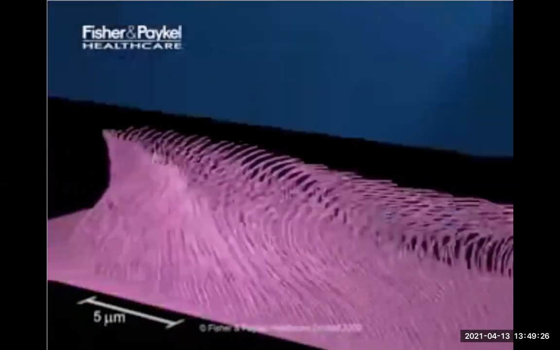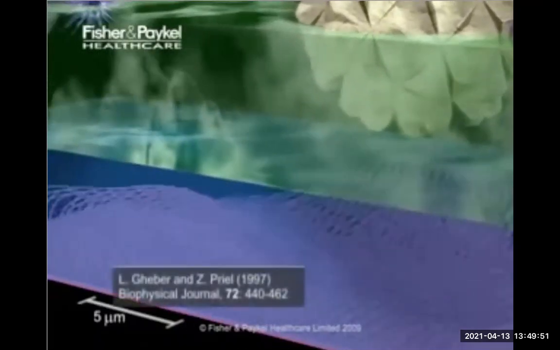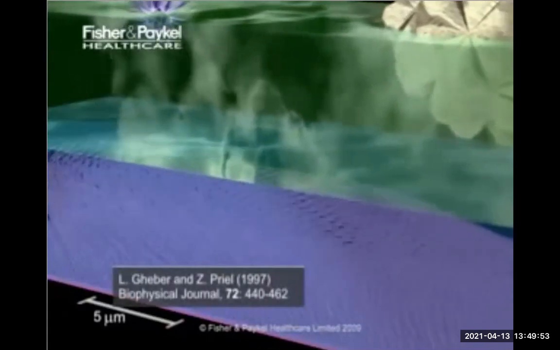The cilia are bathed in a watery fluid. The mucus layer, which traps debris, floats on top of this periciliary fluid, and as the cilia beat synchronously, the mucus layer moves, carrying along trapped particles. Now, the exact mechanism by which the cilia cause the mucus to move remains unclear, and it's the subject of intense research. This particular animation is based on the work of Gaber and Pryl.